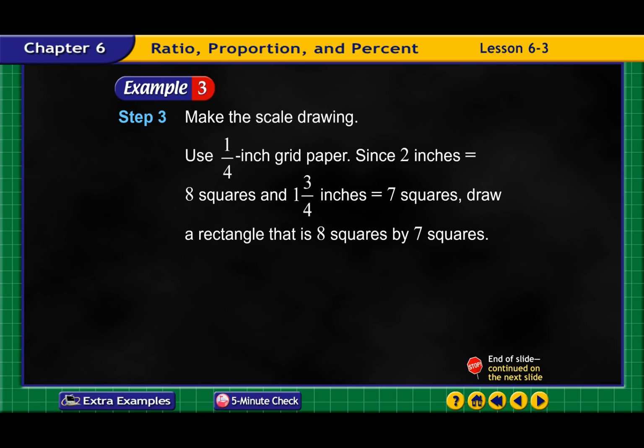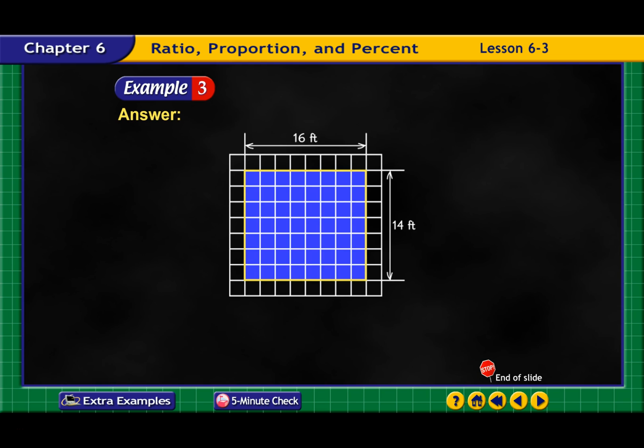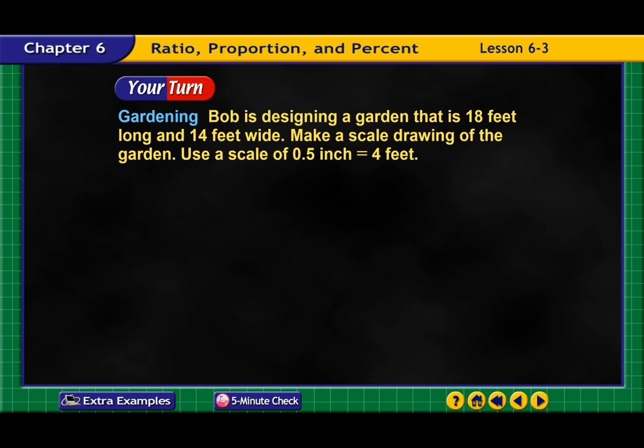So we put both those together, and we can make a scale drawing on 1/4-inch grid paper. Since 2 inches is 8 squares and 1 3/4 is 7 squares, we can draw a rectangle that is 8 by 7 squares. So it looks something like this. Okay, so we're going to have you do this again. I'll try to get this in your notes so you can draw it. Go.